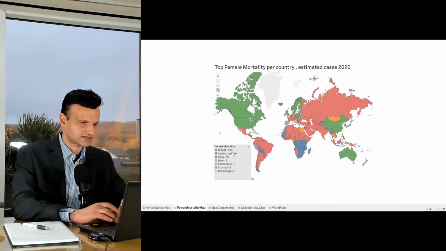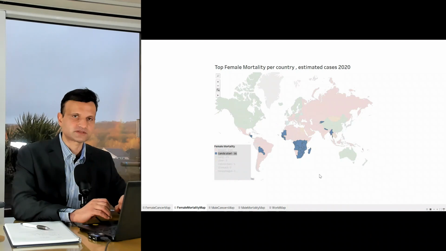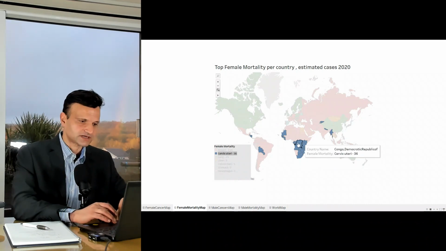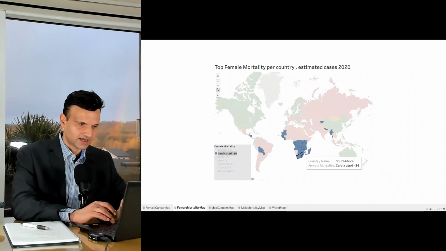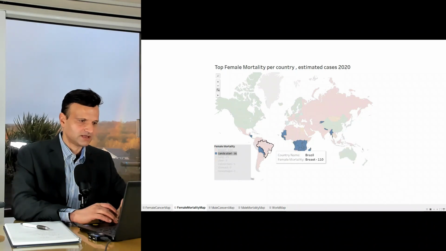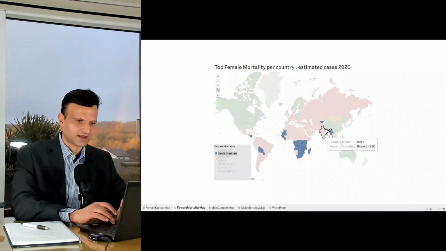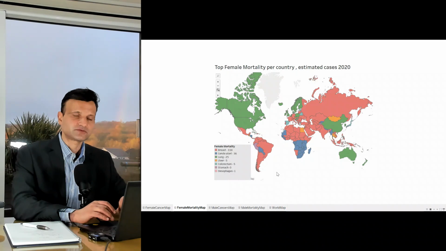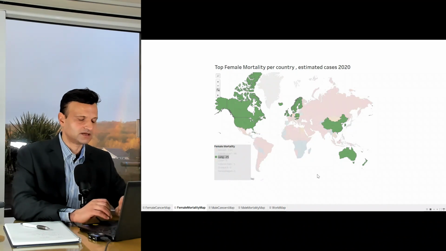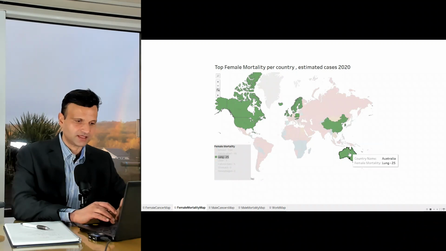So after breast cancer, the next biggest cause of death in female cancer patients is cervix uteri. Most of the countries are in Africa again for cervix uteri, a couple of countries in South America, and a few countries in Asia. Number 3 is lung cancer, the biggest cause of death in female cancer patients in the majority of North America, European countries, then China, and then Oceania.